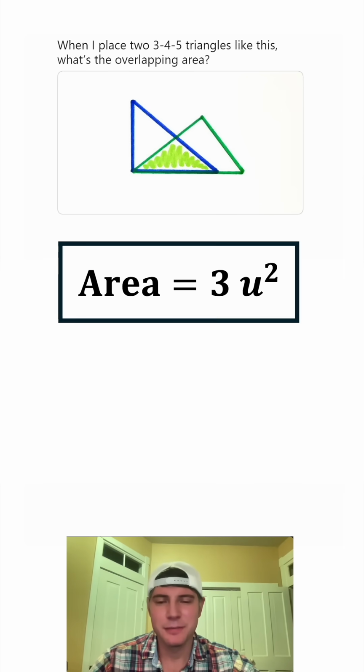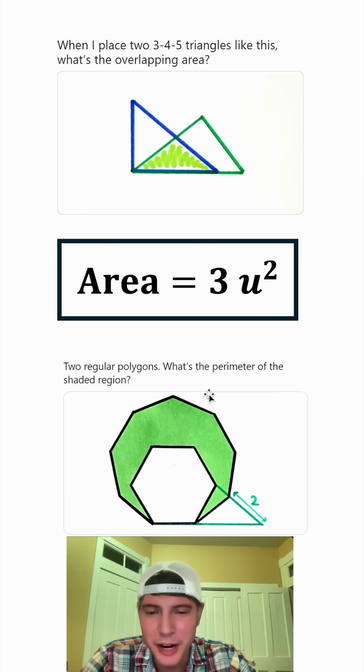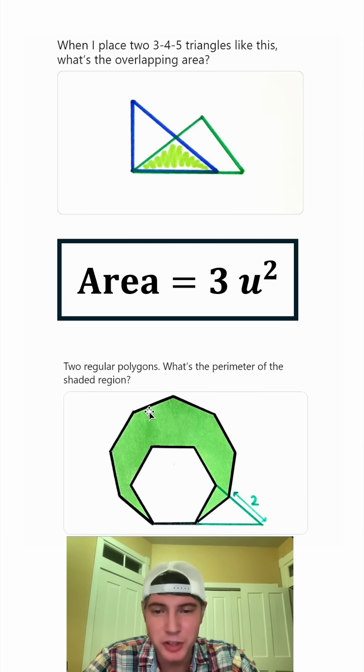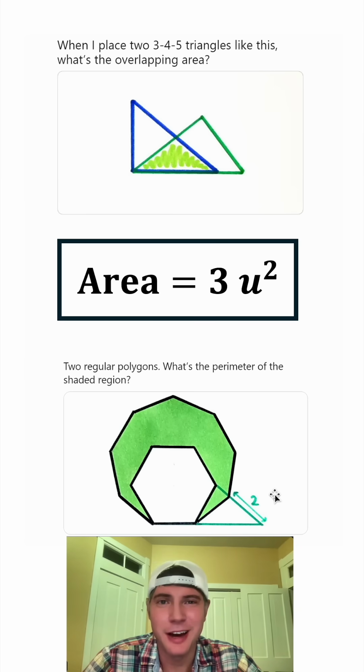How exciting. And here's tomorrow's puzzle. We have 2 regular polygons. What's the perimeter of the shaded region? So we just want the perimeter. So we're trying to figure out what all of this adds up to. How exciting.